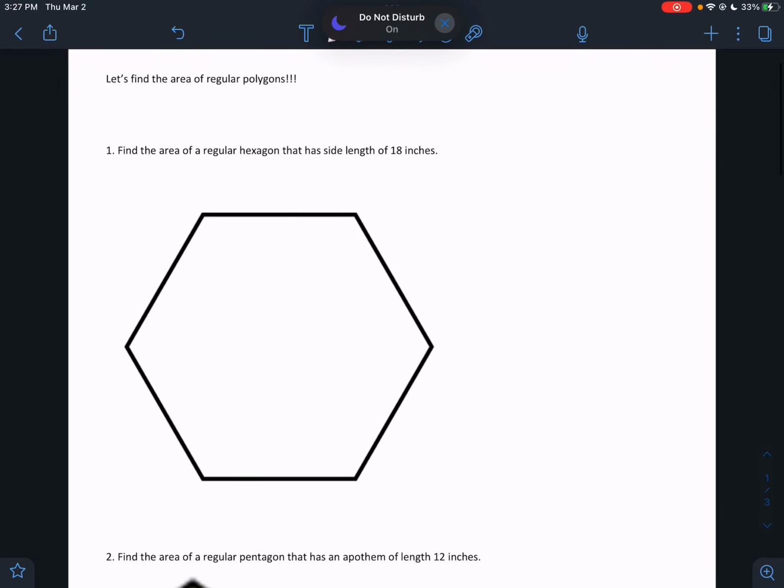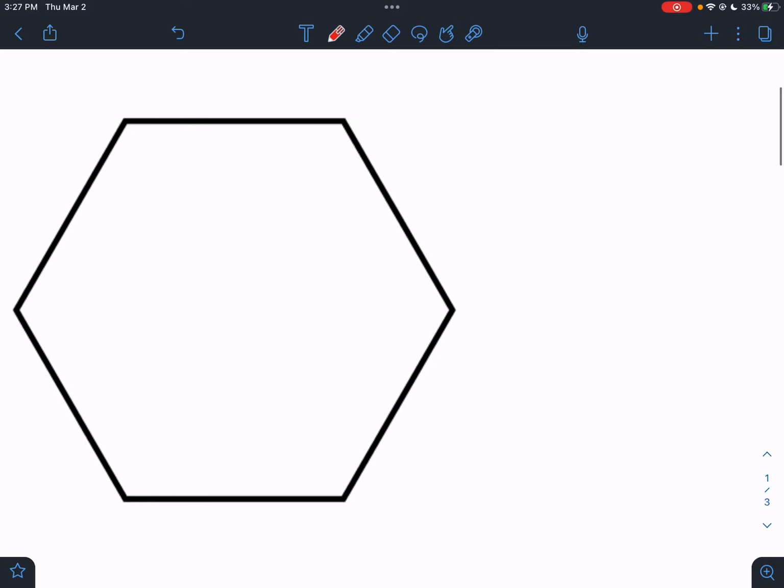All right, guys, this is a great one. We're going to be finding the area of regular polygons. We're going to figure out how to break them up so that we can get the area of any polygon that we're asked to get the area for. There's some words that we need to know before we get started.